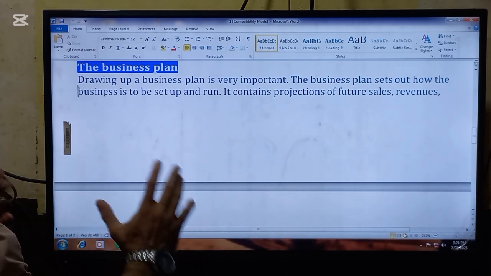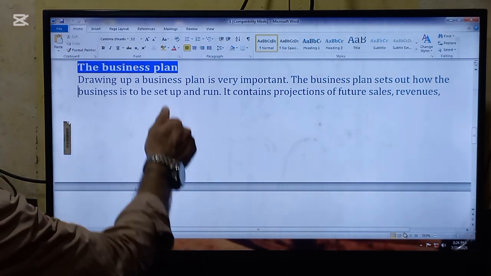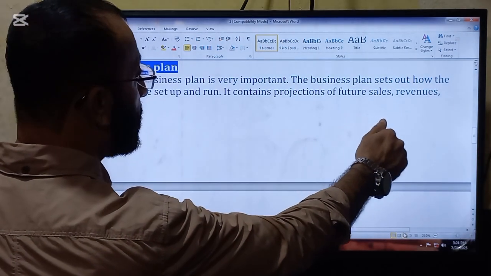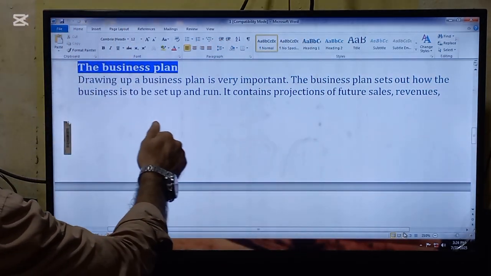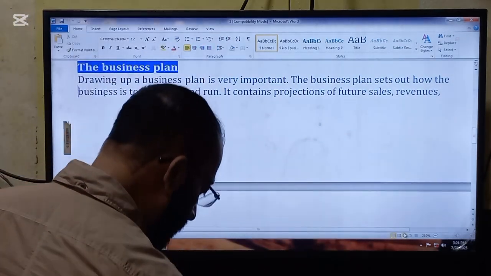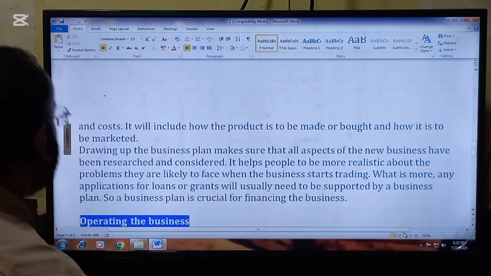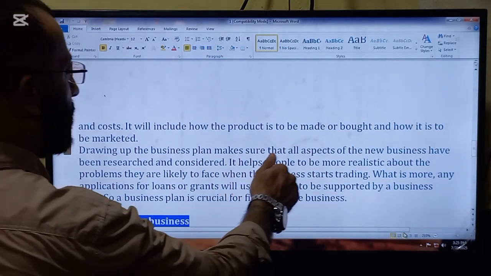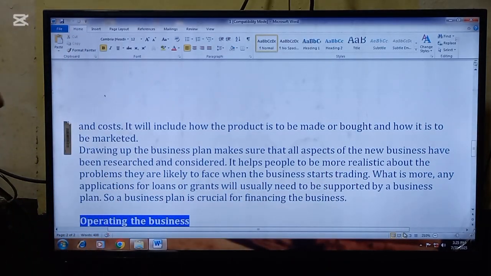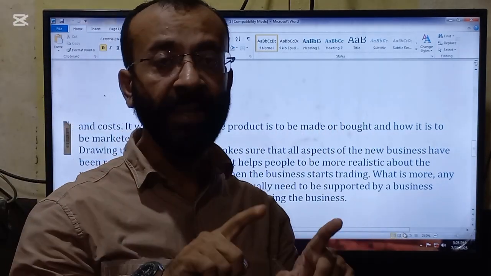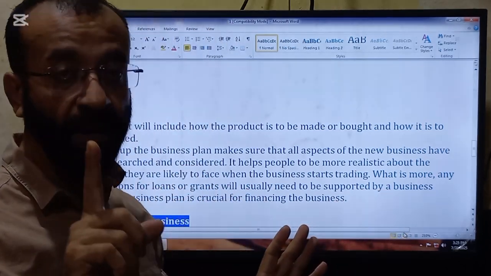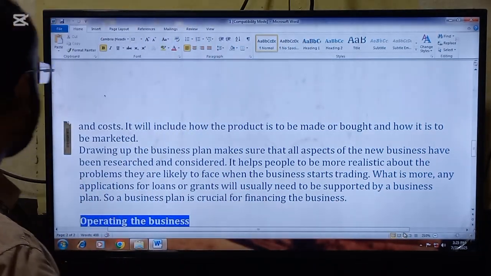The next thing that is very important in starting up a business is the business plan. Drawing up a business plan is very important. The business plan sets out how the business is to be set up and run. It contains projections of future sales, revenues, and cost. It will include how the product is to be made or bought and how it is to be marketed. So a whole comprehensive plan has to be drawn up before starting up the business. This is very important for the success of the business.